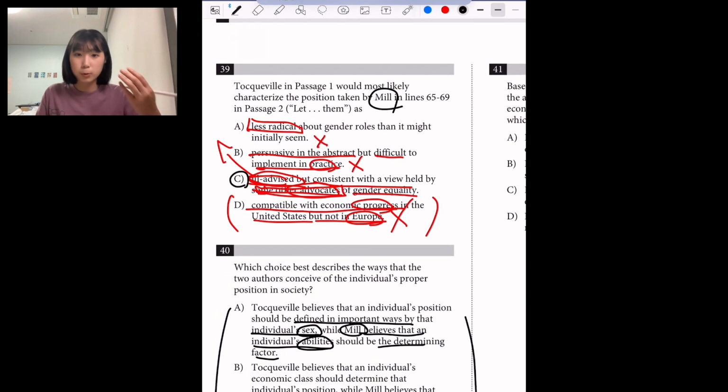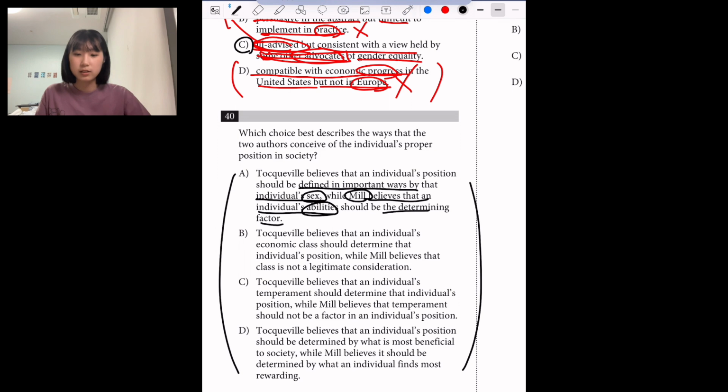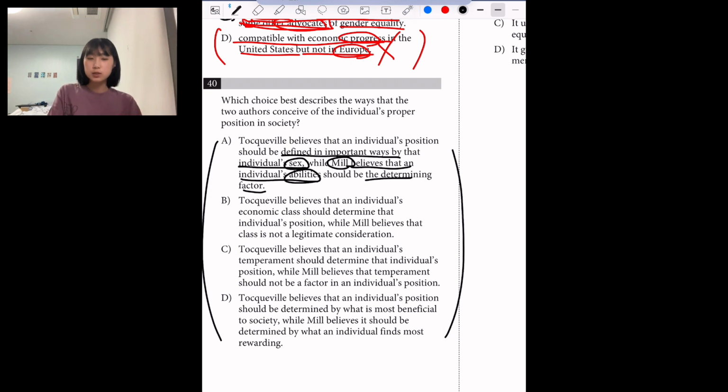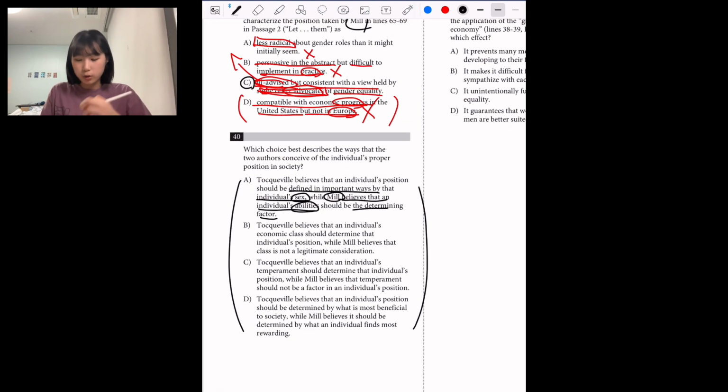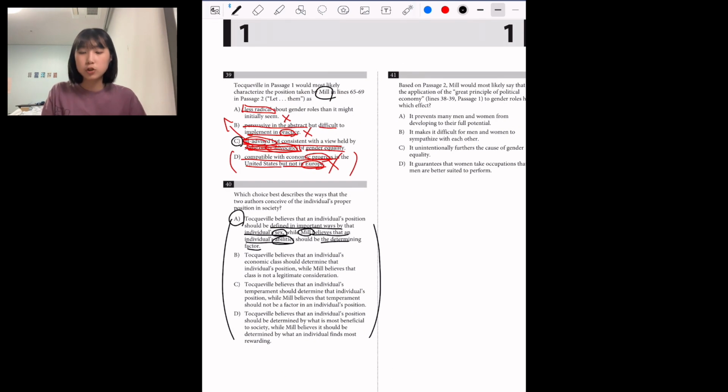Just having solved question 39, we should know that this is the answer just by looking at choice A, because it's saying defined in important ways by that individual's sex, basically saying that opportunities and occupations should be decided upon whether that person is a man or a woman, because they are intrinsically different in nature, as passage 1 strongly advocates. And Mill believes that an individual's ability should be the determining factor, as we looked at in question 39. Mill says that an individual's activities, experience, and skills should be the deciding factor, and not whether that person is a man or a woman in deciding whether that person gets the opportunity or not. So basically A is the answer. The other ones, again, if you have any questions, please leave a comment.